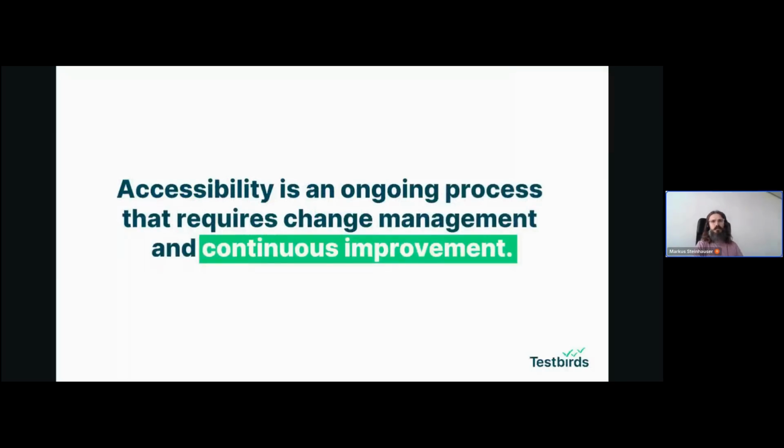All right, so when I mentioned this in the beginning, when we talk about getting into the topic of accessibility, I think it's important that we really take it as an ongoing process that we need to integrate into our processes, and not a one-time thing.